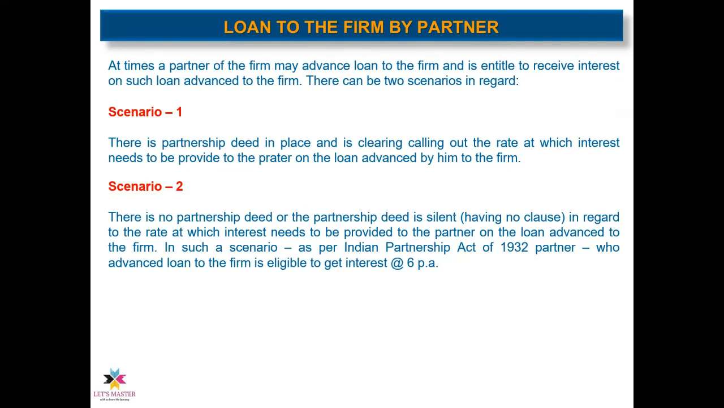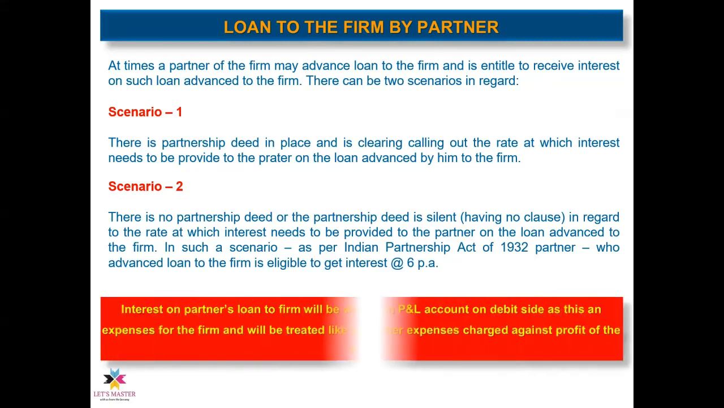But if the partnership deed is silent in regard to whether the interest needs to be provided or not, and at what rate, then the partner is eligible to get an interest at the rate of 6% per annum. And as shared earlier, interest on partner's loan will be written in the profit and loss account on the debit side, as this is an expense for the firm and would be treated like any other expense charged against profit of the partnership firm.